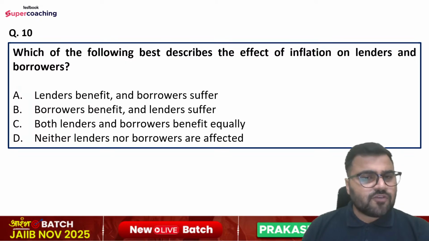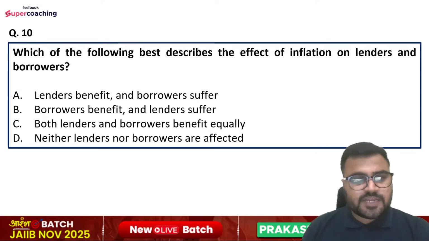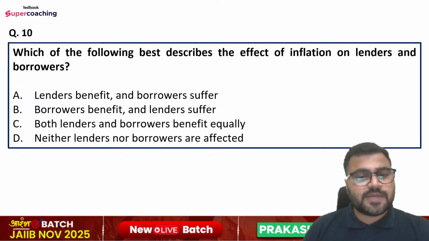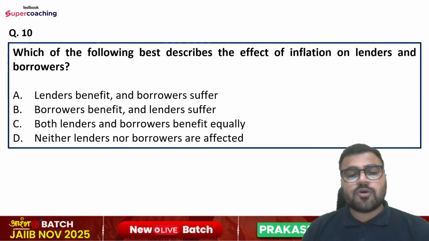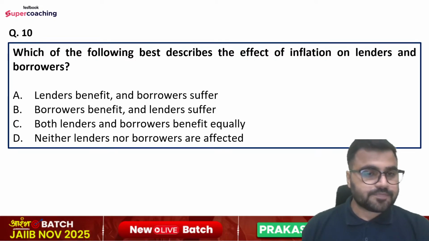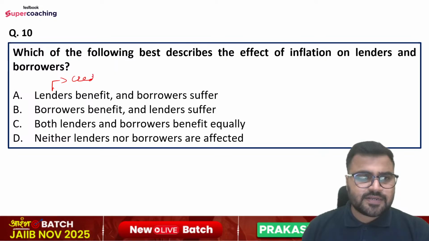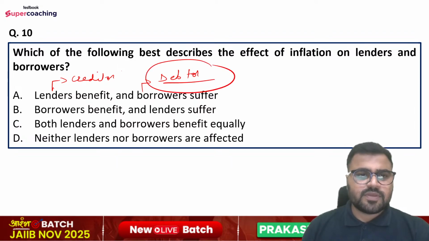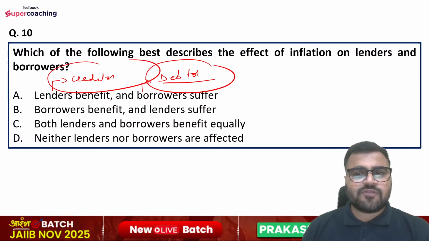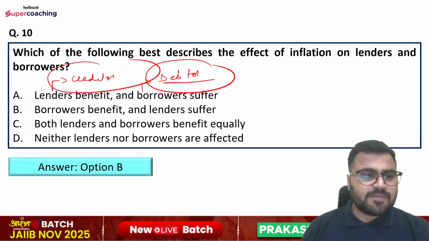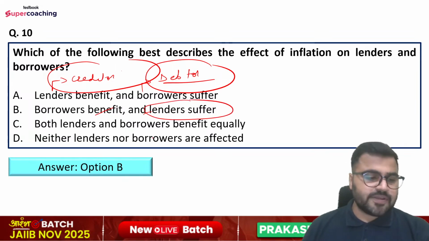Question number 10 is which of the following best describes the effect of inflation on lenders and borrowers? So options are lenders benefit and borrowers suffer, borrowers benefit and lenders suffer, both lenders and borrowers benefit equally, neither lenders nor borrowers are affected. Read the question carefully. Lender is nothing but the creditor. So if you understand this terminology, he is also known as creditor, right? And borrower is also known as debtor. Got it? So who will be impacted here in the case of inflation? In the case of inflation, the borrowers will benefit and lenders will suffer here.